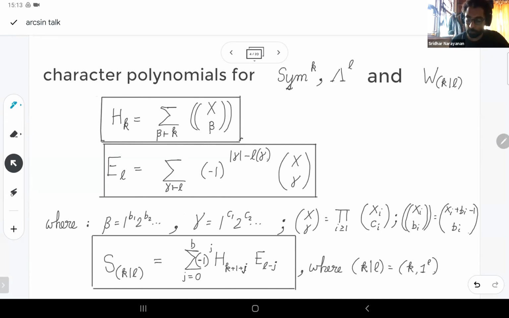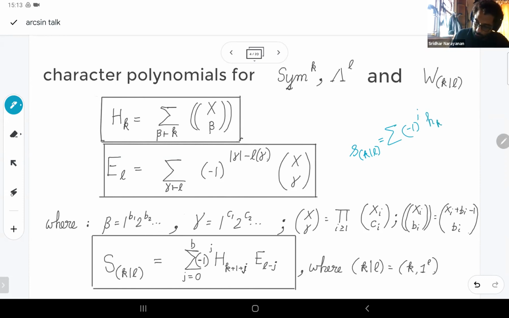So corresponding to a hook shape K, L, we have this irreducible GLn representation, which we restrict to Sn, and that sequence is eventually polynomial. It has a character polynomial which we denote by S_KL, and we use this identity, which is probably known on the symmetric function side. It's the exact same thing.